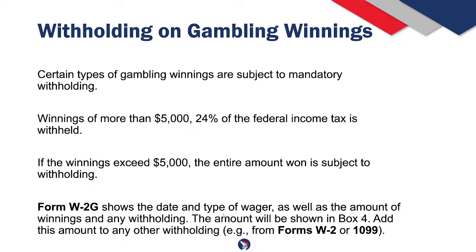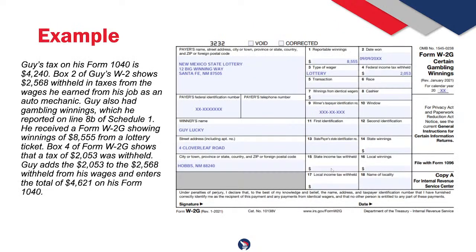The W-2G shows the date and type of wager as well as the amount of the winnings and any taxes that were withheld. The amount will be shown in box 4. Add this amount to any other withholdings, like from your W-2s or your 1099s. The computer's going to take care of that for you.